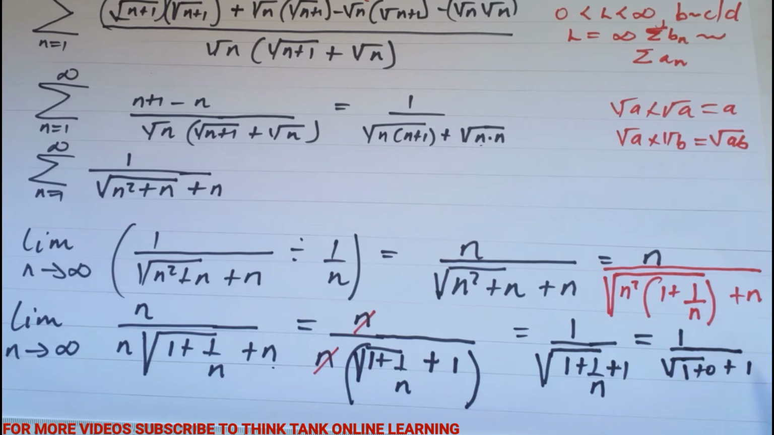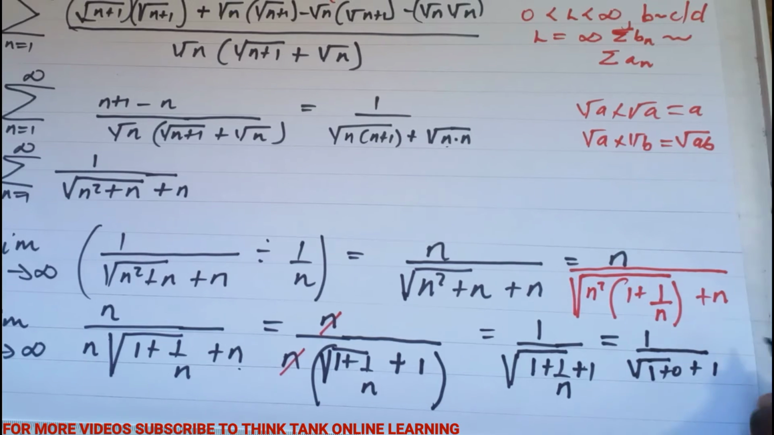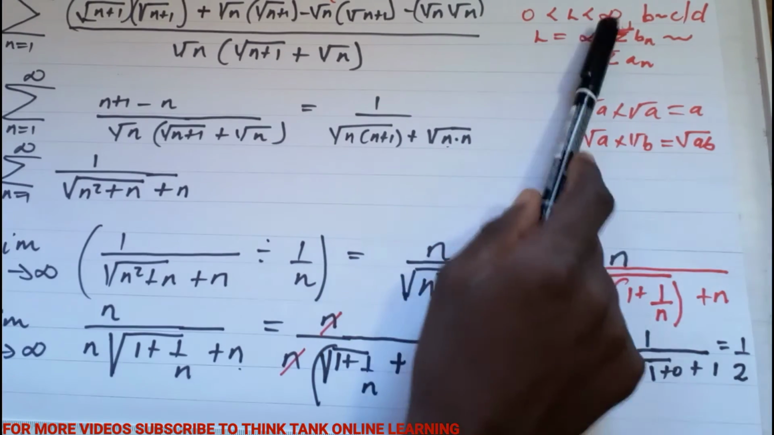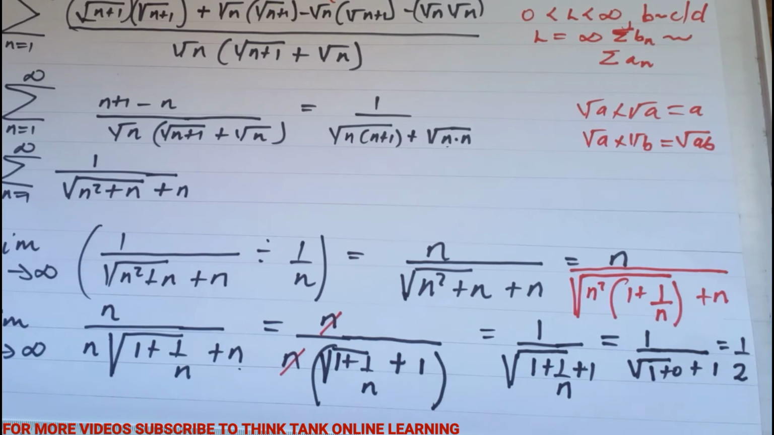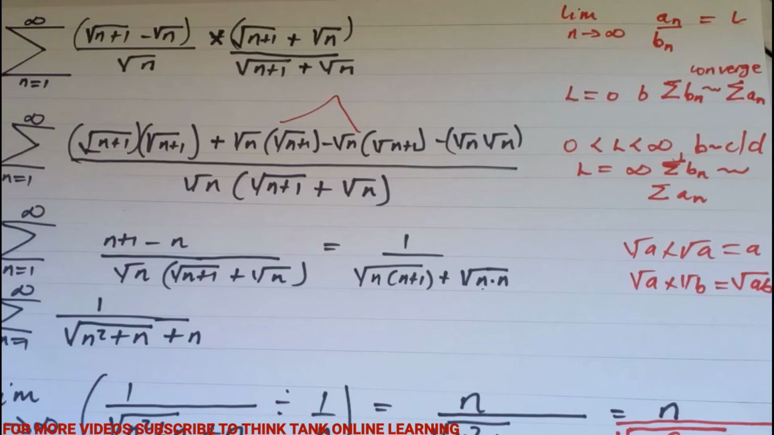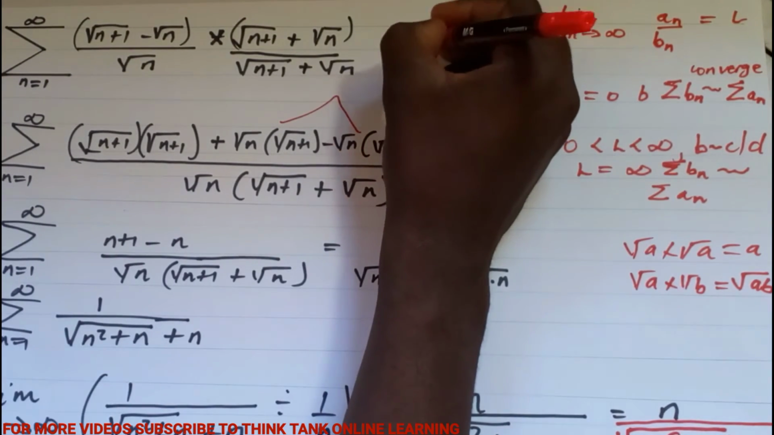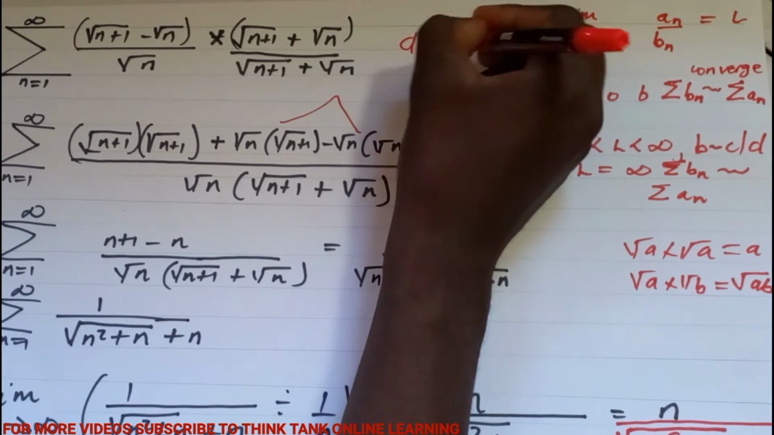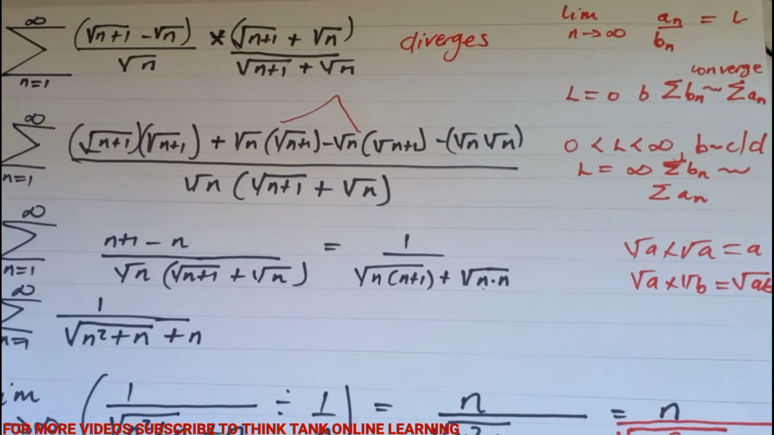Okay, and what is the answer here? 1 plus root 1, that is equal to 1. 1 plus 1, so this is equal to 1/2. 1/2 is a number. Okay, so 1/2 is between 0 and infinity. So what is our conclusion? That means the series diverges or converges together, but we know that 1 over n diverges. So that means this series diverges. We're going to the next question.